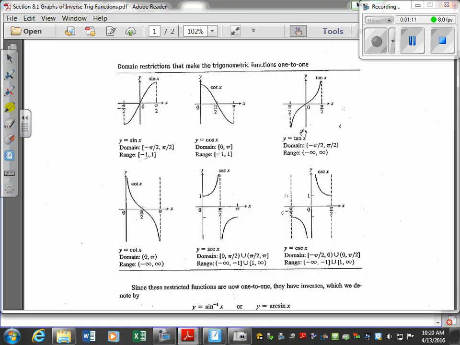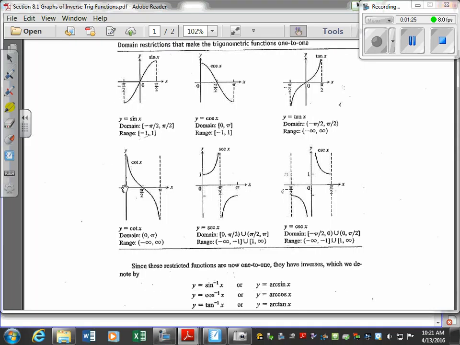For tangent x, the domain is negative pi halves to pi halves, which you can see these two are similar except for what? This has a bracket and the tangent one has a parenthesis. Cotangent as well is from 0 to pi. Tangent and cotangent are the ones that have open parentheses. Secant is going to be 0 to pi over 2 and then pi over 2 to pi. And cosecant is going to be negative pi halves to 0 union 0 to pi halves.